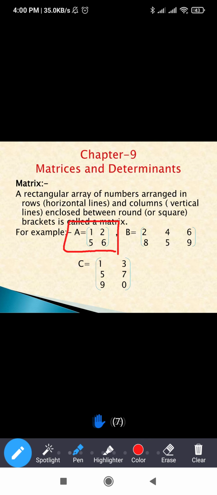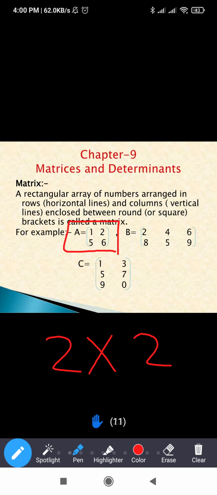No, no, I am just asking you the order of matrix A. What is the order of this matrix A? That is called 2 by 2. Say it 2 by 2, not 2 into 2. Its pronunciation is 2 by 2. Okay, thank you. Its order is 2 by 2.